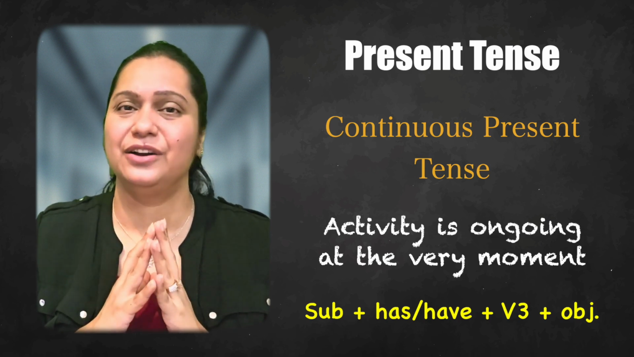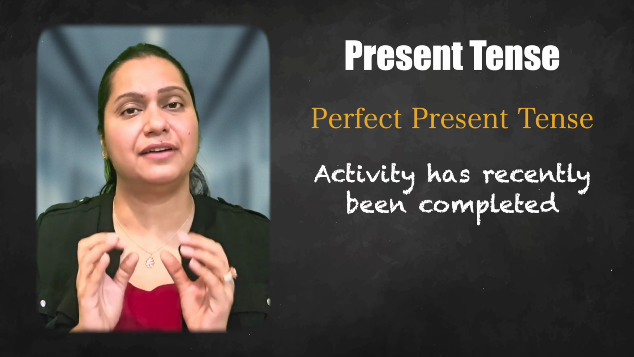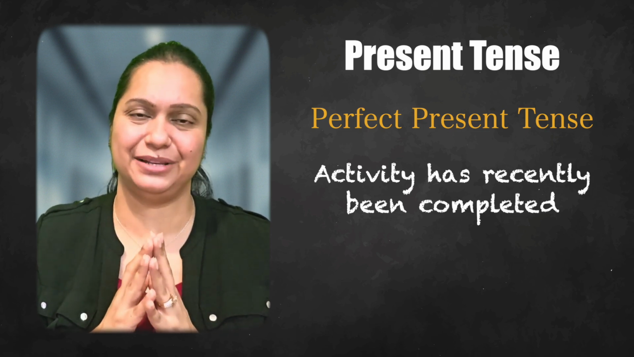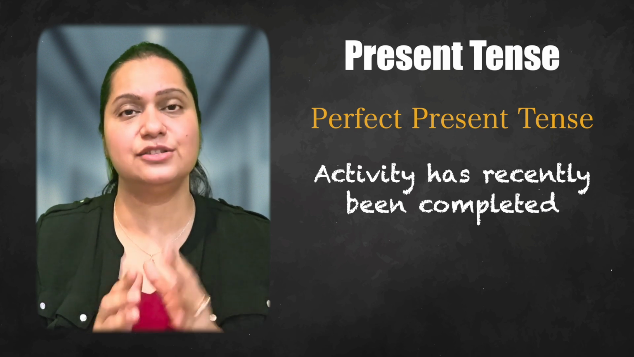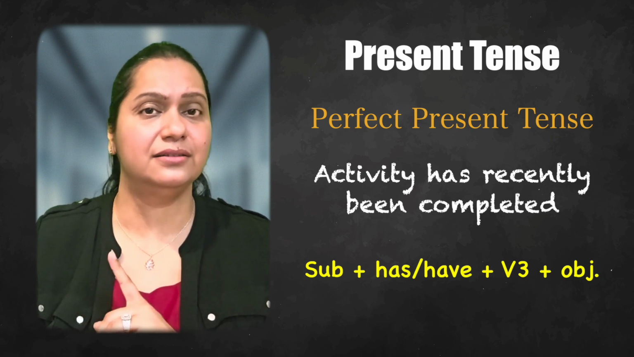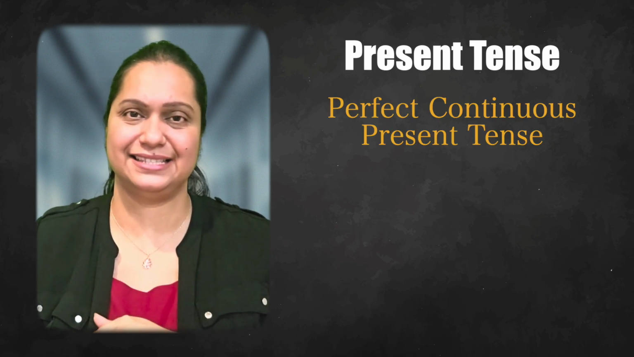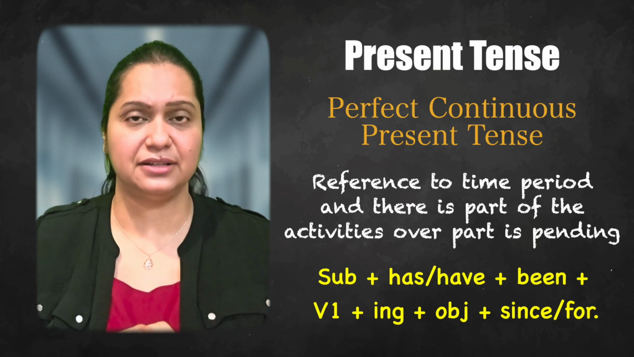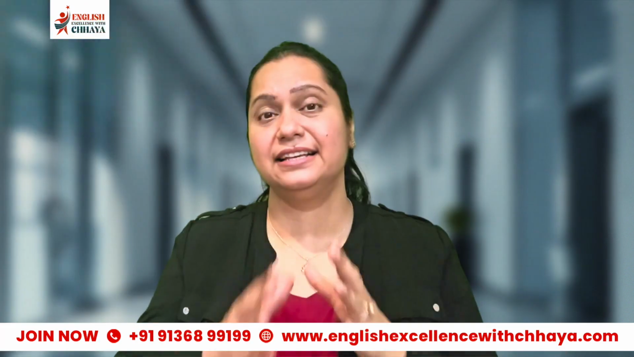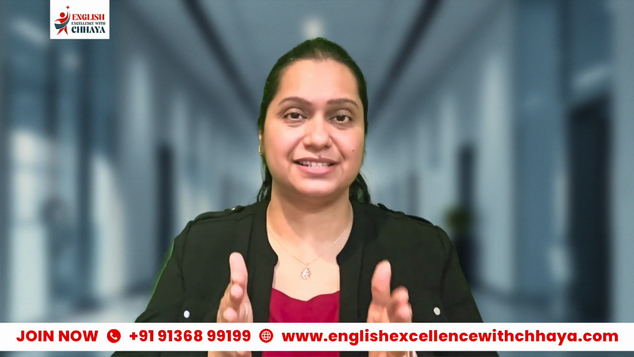The second one, continuous present tense, which is used when the activity is ongoing at the very moment. The third one, perfect present tense, when you talk about the fact that the activity has recently been completed, just been completed. Here, the noteworthy factor is you use the helping verb have or has, followed by the verb in the third form. Finally, perfect continuous present tense, when there is a reference to time period and part of the activity is over, part is pending. This takes care of all the present tense formats for positive statements.